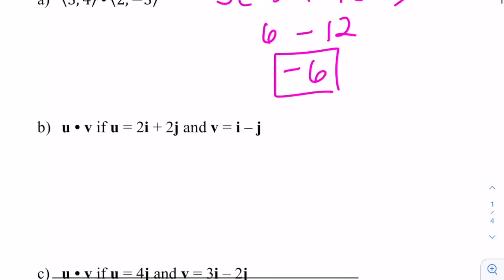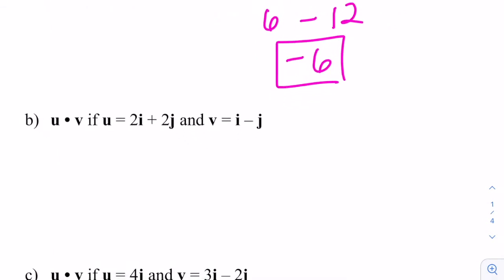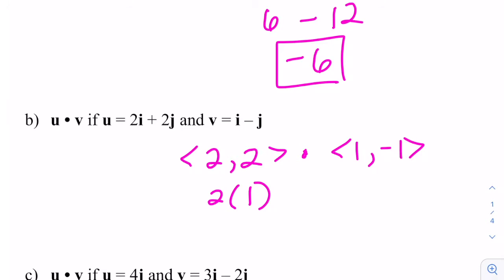All right, here you see that it's written in linear form, and we can rewrite it if we like, but we have vector u, which is 2, 2, and vector v in component form would be 1, negative 1. So the dot product would just be 2 times 1 plus 2 times negative 1. So that'll just be 0.